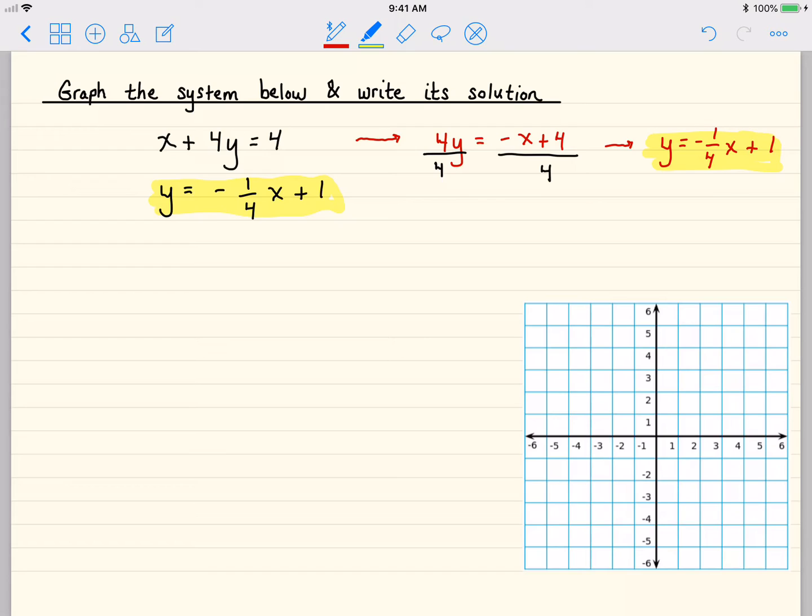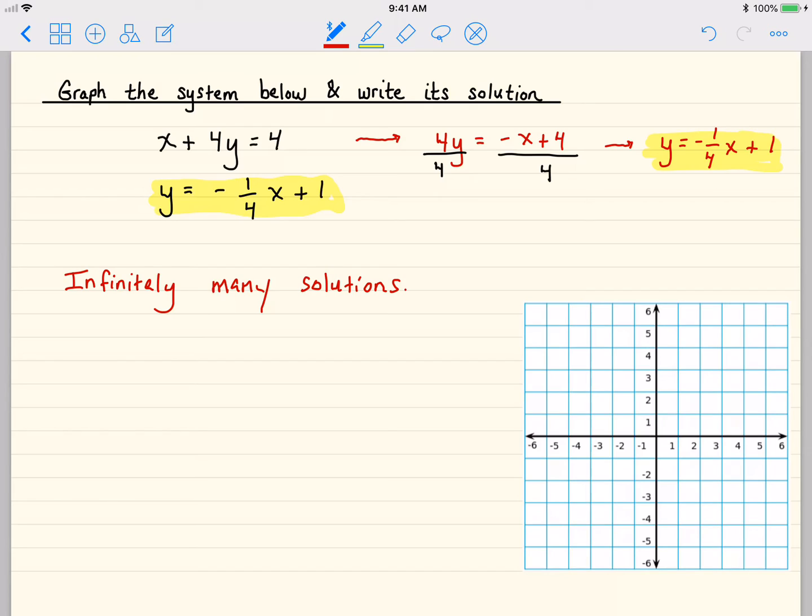This means that every single point on the first line is going to touch every single point on the second line. That means that our solution to this system is going to be infinitely many solutions. And so if you were going to graph this, of course you're going to end up just graphing a single line because they're identical to each other.